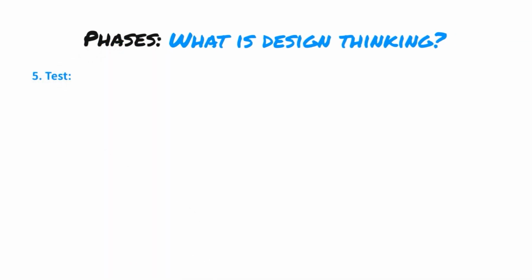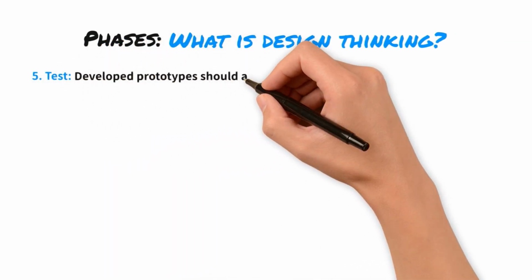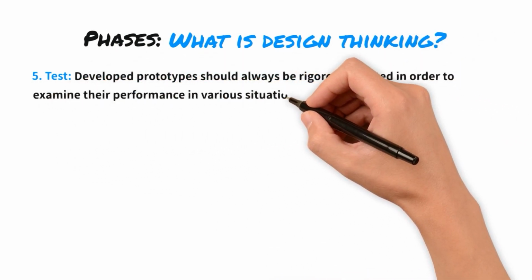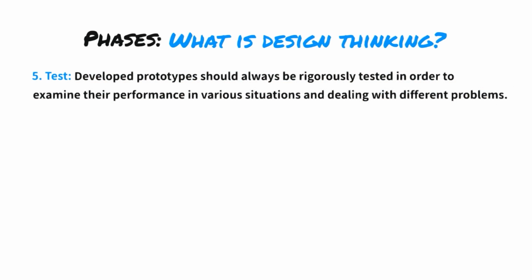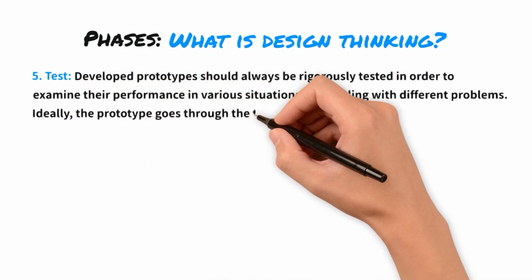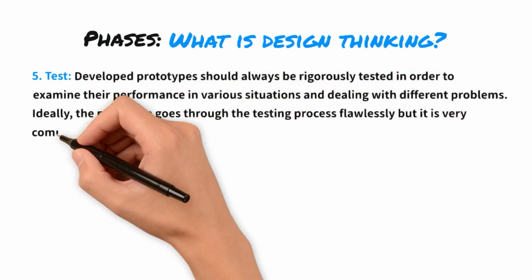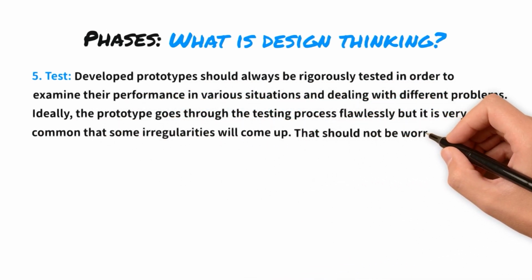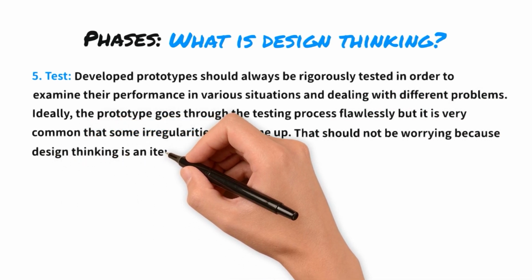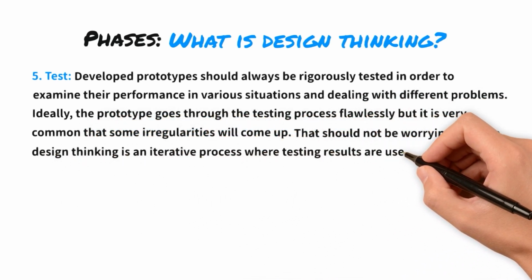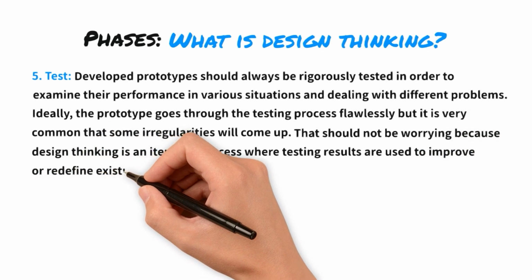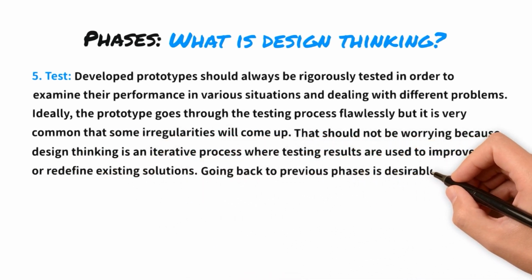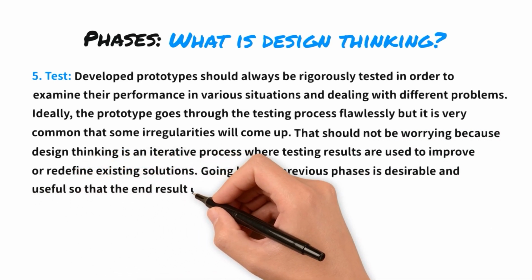Phase 5. Test. Developed prototypes should always be rigorously tested in order to examine their performance in various situations and dealing with different problems. Ideally, the prototype goes through the testing process flawlessly, but it is very common that some irregularities will come up. That should not be worrying because design thinking is an iterative process where testing results are used to improve or redefine existing solutions. Going back to previous phases is desirable and useful so that the end result comes out as best as possible.